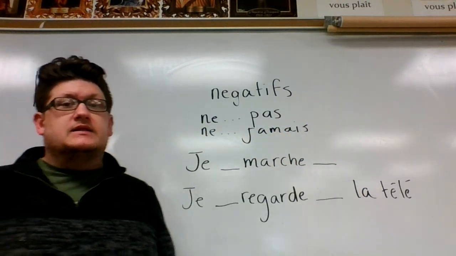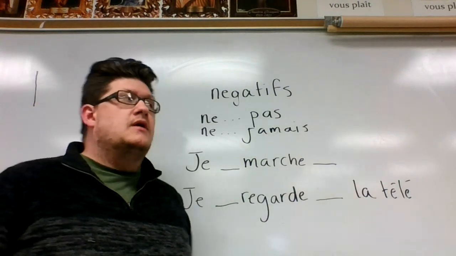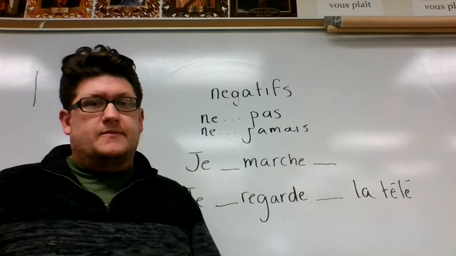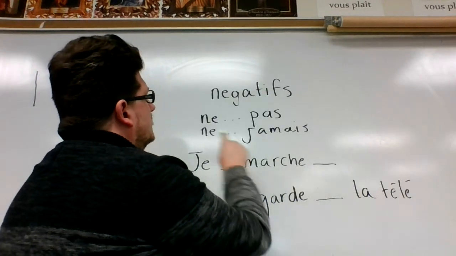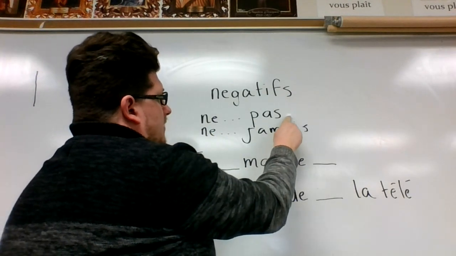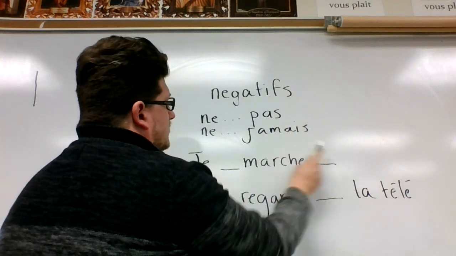So just like in English, we have do not, right? I do not go, right? The do not comes before the verb. In French, what you have to do is surround the verb with your ne and your pas. Okay, so this is your verb. You surround it with your negative.